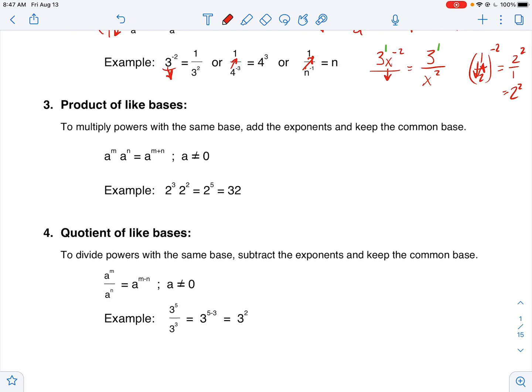Okay? Product of like bases. If the base is the same, then you add the exponents. So that becomes 3 plus 2, which makes the 5. Okay? And 2 to the 5th is 32. That's how the product goes. Okay, so product means multiply.